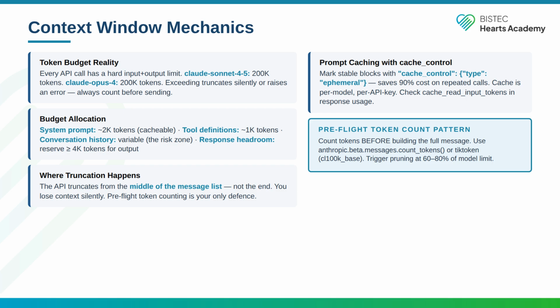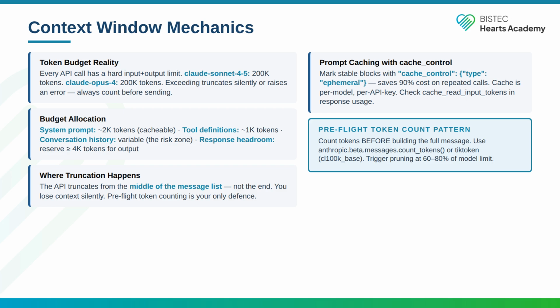Here's the part most developers don't realize until it causes a production incident. Truncation doesn't happen from the end of the conversation. It happens from the middle. The API preserves the system prompt and the most recent user message and quietly drops the middle of your conversation history. Your customer's original complaint, the reason they called, gets dropped. The agreement you made on turn 3 is gone. The account number they gave you is gone.